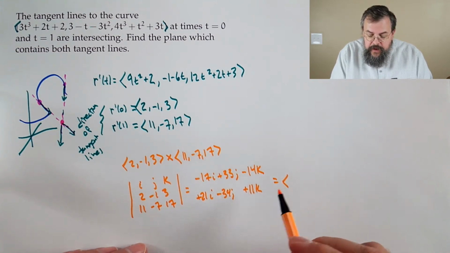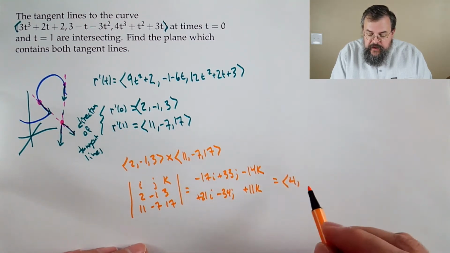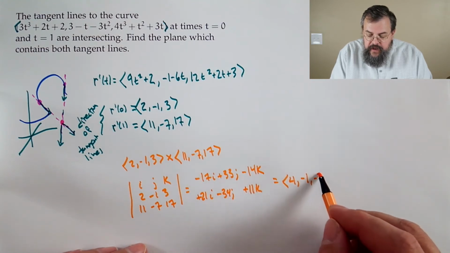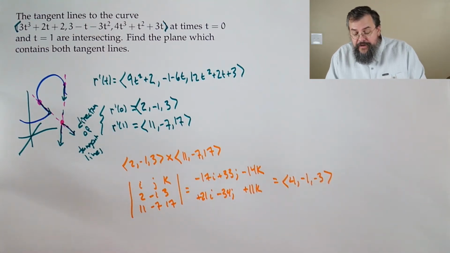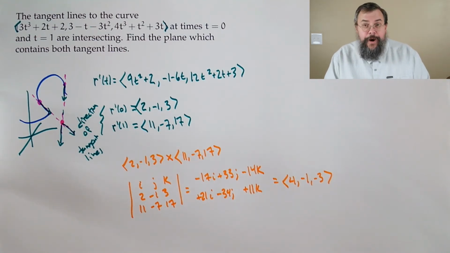So what do we get? Well, minus 17 plus 21, 4. 33 minus 34, negative 1. Negative 14 plus 11, negative 3. Now, let's check, because I've made enough mistakes with cross products over the years to know if we don't check, we probably got it wrong. But if we do check, we probably got it right.